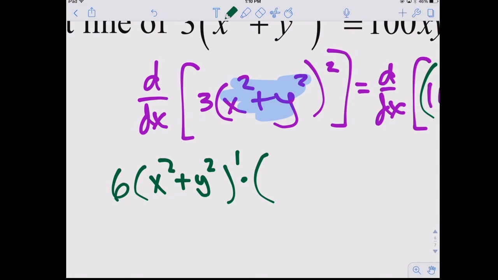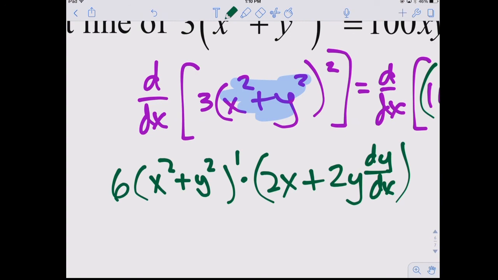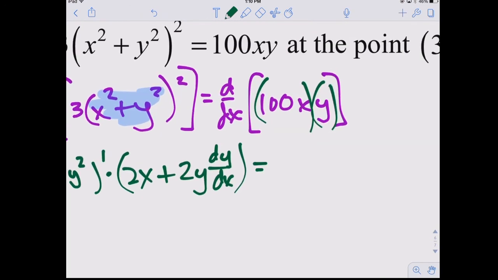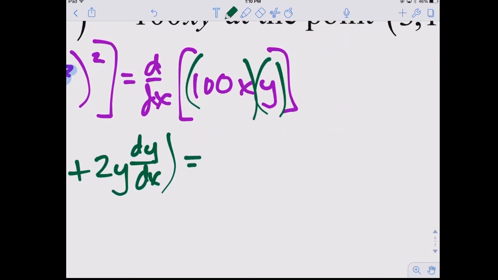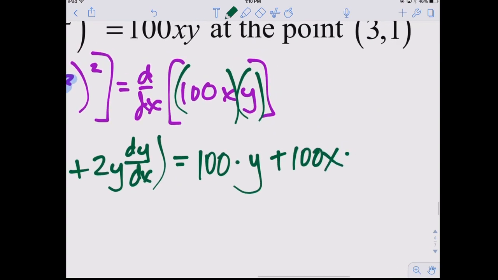Yeah, kind of important, right. So the derivative of x squared becomes 2x times dx dx, which we don't need, plus y squared becomes 2y times dy dx, which we do need. And over here, on the right side, I have the what rule? Product rule. So as we do this implicit differentiation, all those rules, power rule, product rule, quotient rule, and chain rule, they're still viable. So we got the derivative of 100x is 100 times y plus 100x times the derivative of y with respect to x, which is dy dx.